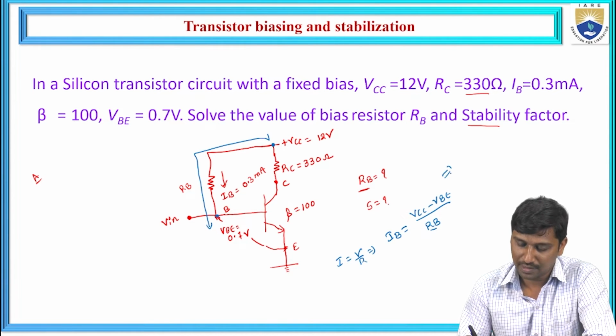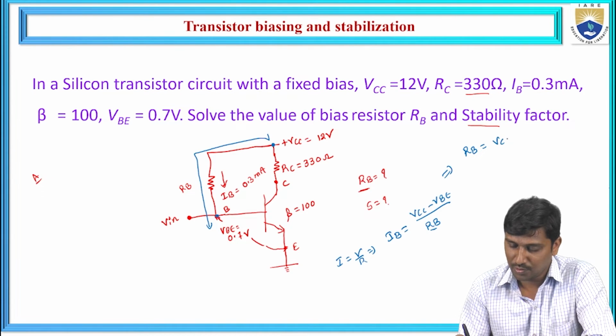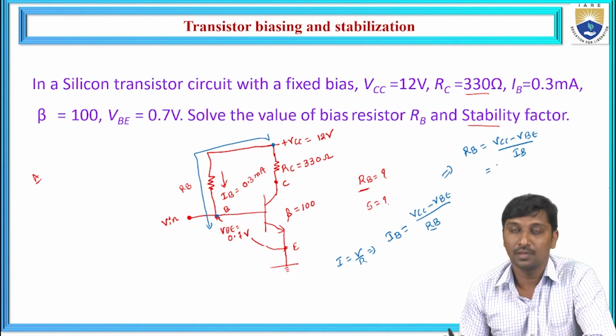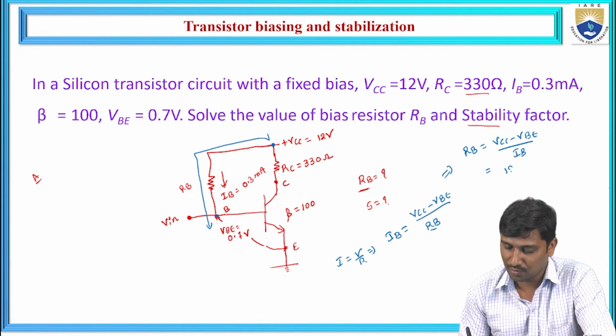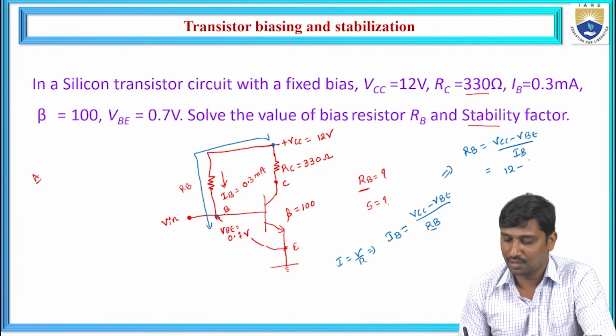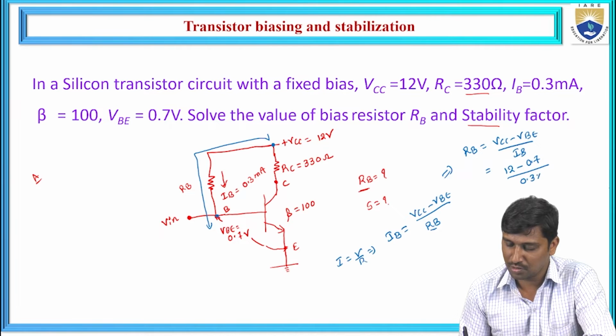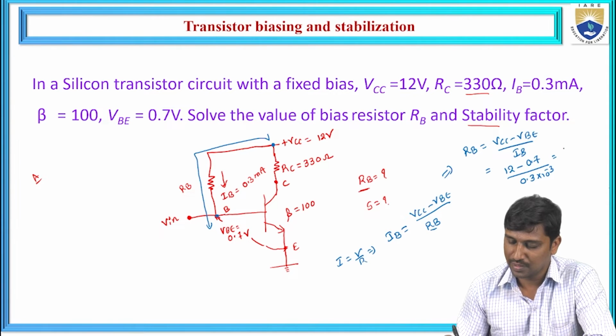From this mathematical relation, you should rewrite the equation in terms of RB. So RB is equal to VCC minus VBE divided by IB. Here the known parameters are VCC, which is 12 volts, VBE, which is 0.7 volts, and the IB value, which is 0.3 milliamps, that is 0.3 into 10 to the power of minus 3. So this is 11.3 divided by 0.3 into 10 to the power of minus 3. This ratio gives the RB value.